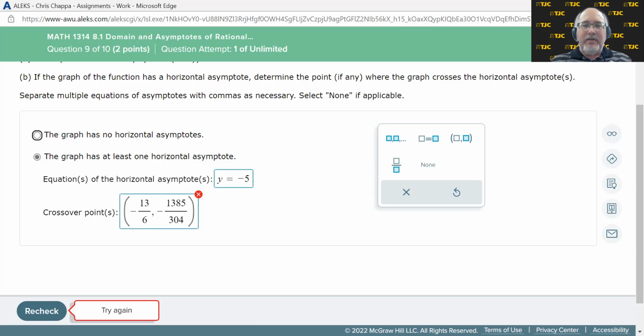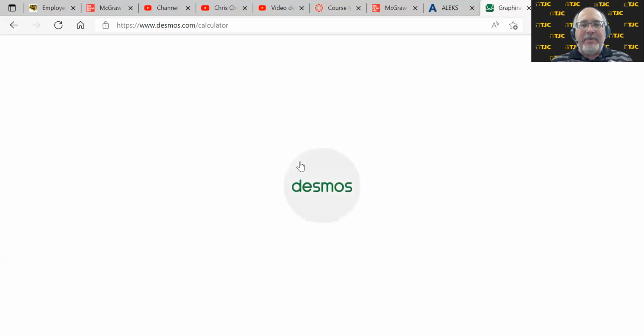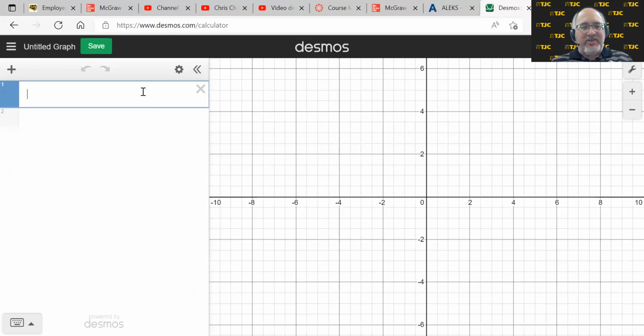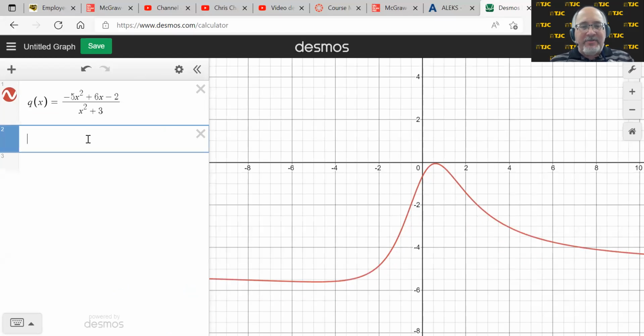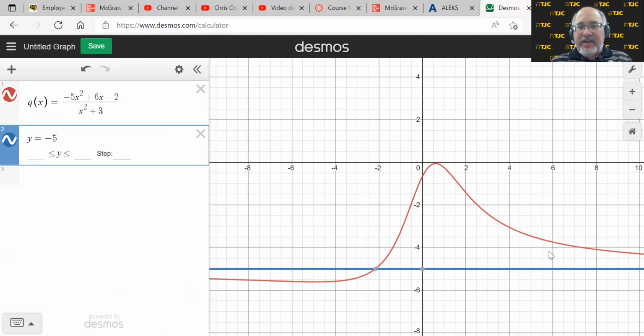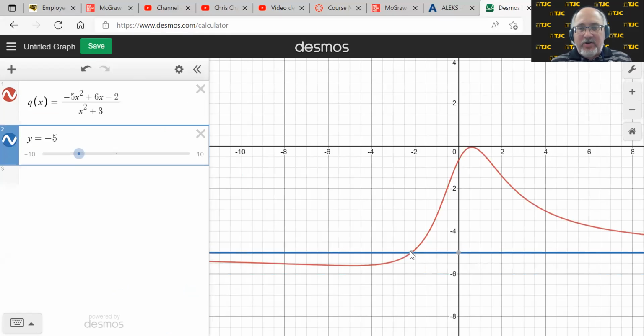Well, that's disappointing. But if you think I'm just going to say, I don't mind making mistakes. What I don't like is not knowing why I made them. So first, I want to see what this answer actually is, because I'm going to go in here and I'm going to define q of x equals negative 5x squared plus 6x minus 2 over x squared plus 3. Our horizontal asymptote is y equals negative 5. I'm not too worried about that. And the question was, where did it cross? And it seems like it crosses right here.